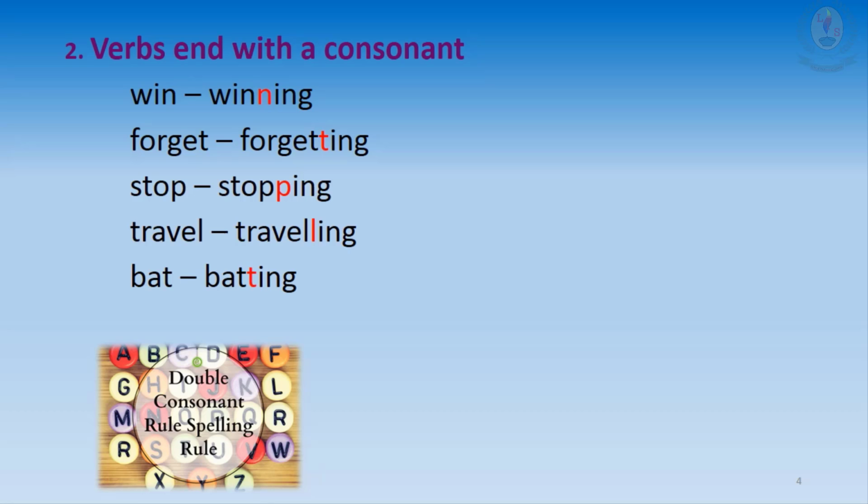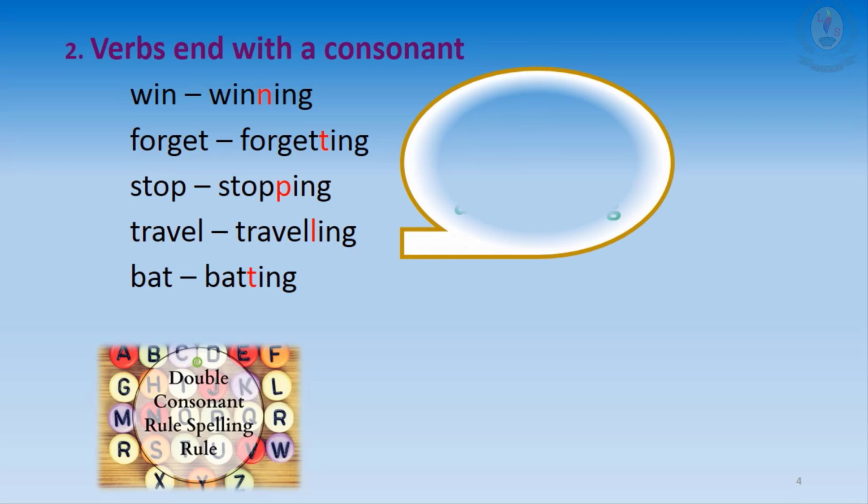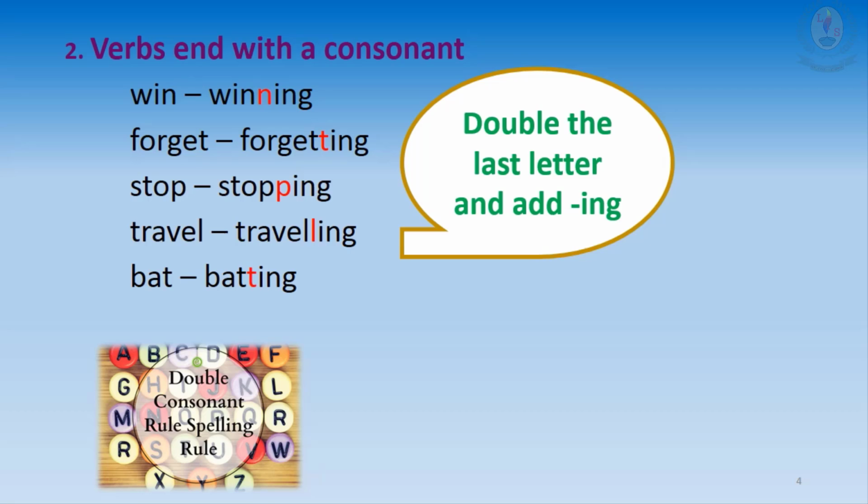The second rule is, verbs that end with a consonant. Look at the verb win. So the last letter of this verb is n. What is it? It is a consonant letter. So what do we want to do when we add ing to a verb that ends with a consonant letter? We need to double the last letter and we need to add ing. So we need to double the last consonant letter.